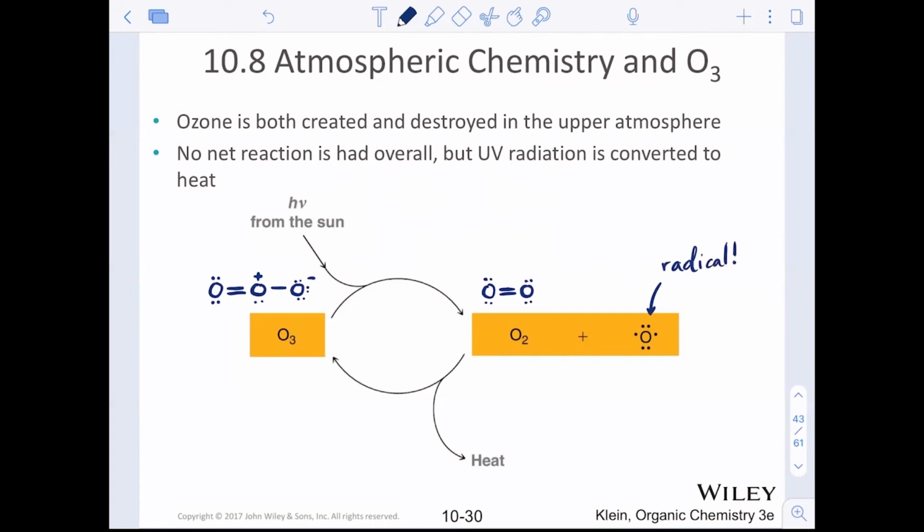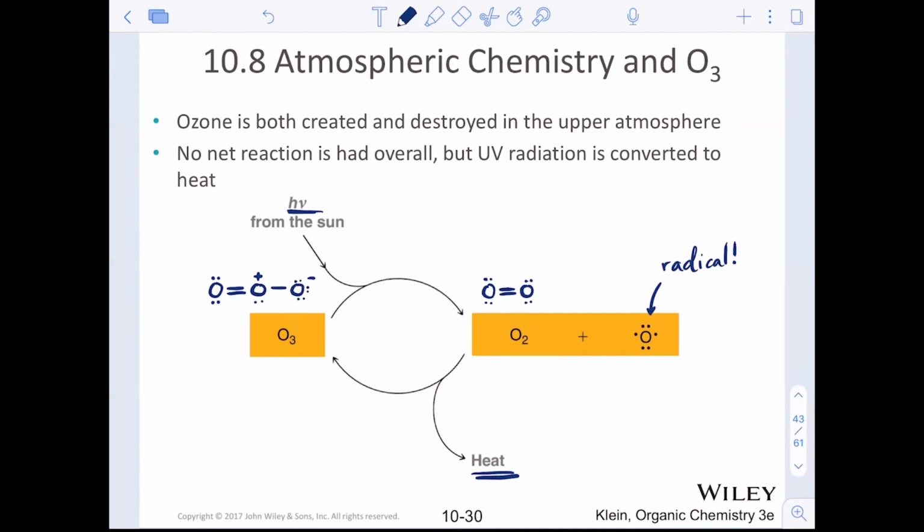When that happens, or why that happens, is because the UV radiation from the sun is being utilized in this radical decomposition. That oxygen molecule and the oxygen radical then reform to form ozone, and they combine and release heat. And so heat comes into our Earth, not the UV radiation. Ozone is an important aspect in our life.